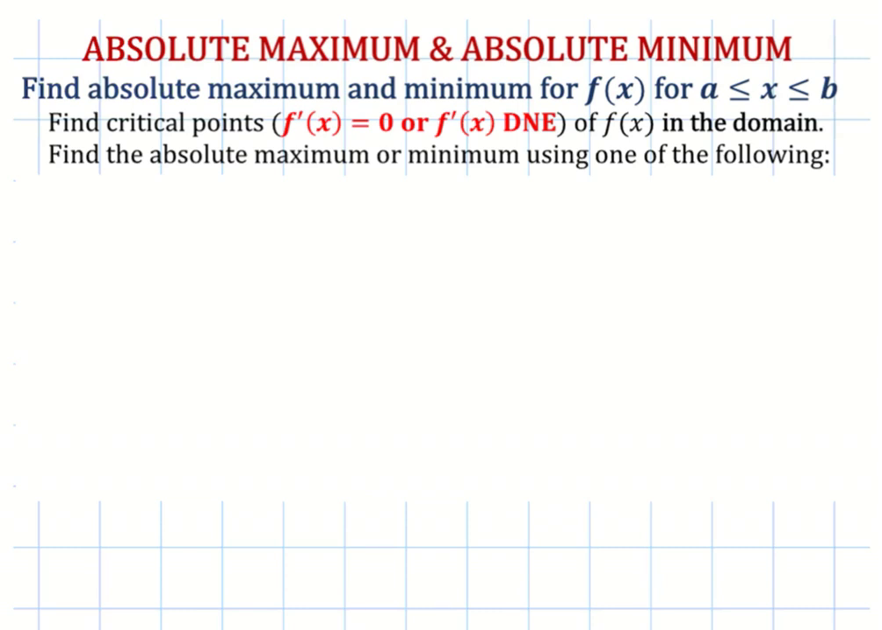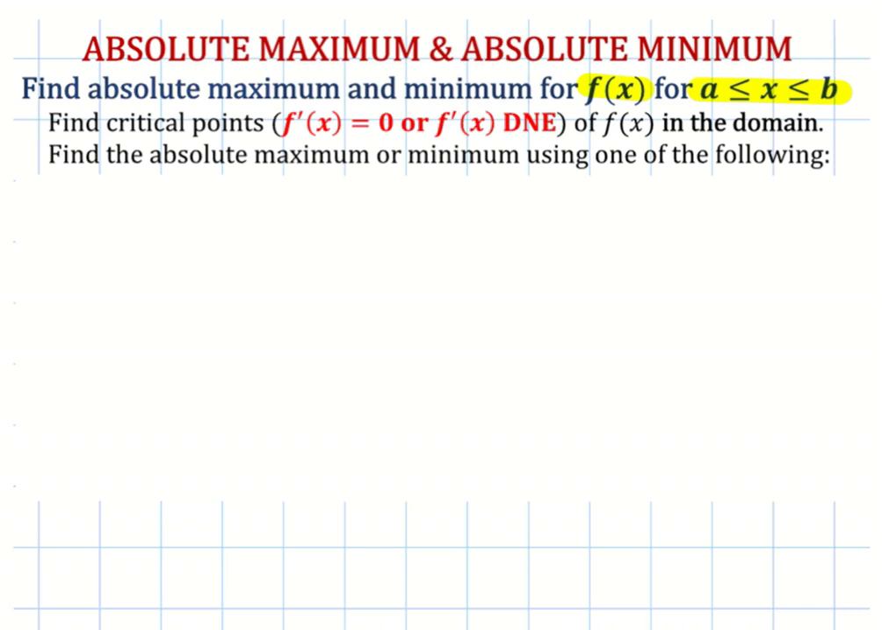Finding absolute maximum and absolute minimum for a problem. So what we have is a function f of x, and that function is defined on a closed interval from a to b. It is very important. The function has to be continuous and the interval has to be closed. We need those two things for the function to have an absolute maximum and an absolute minimum. Again, the function has to be continuous and the interval has to be closed.